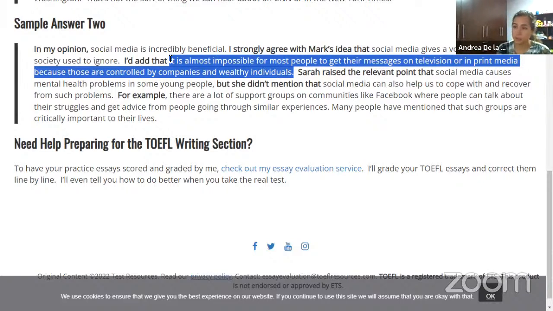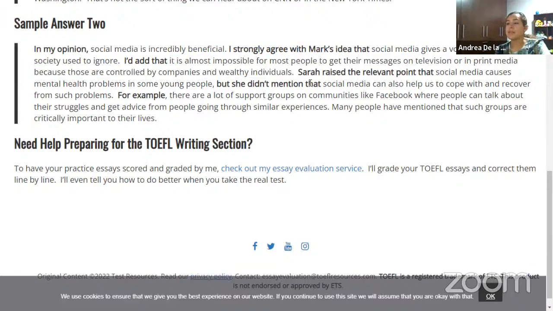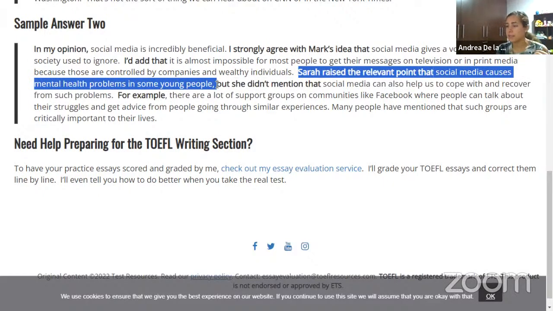But social media is not. So yes, a good way of doing it. Then we have this second part, which is basically how we summarize the other student's main point, right? In this case, the one that we don't agree with, Sarah. So Sarah raised the relevant point that social media causes mental health problems in some young people.